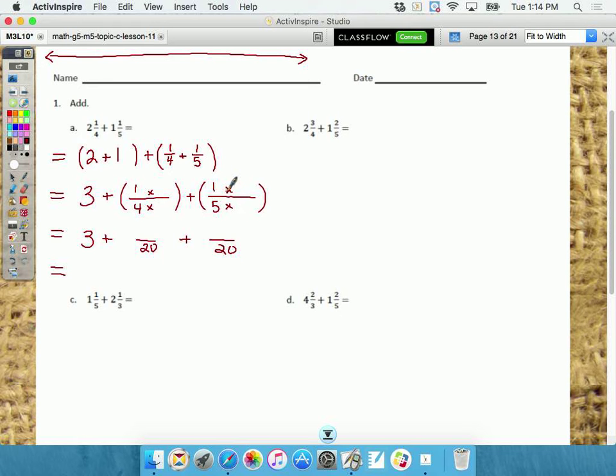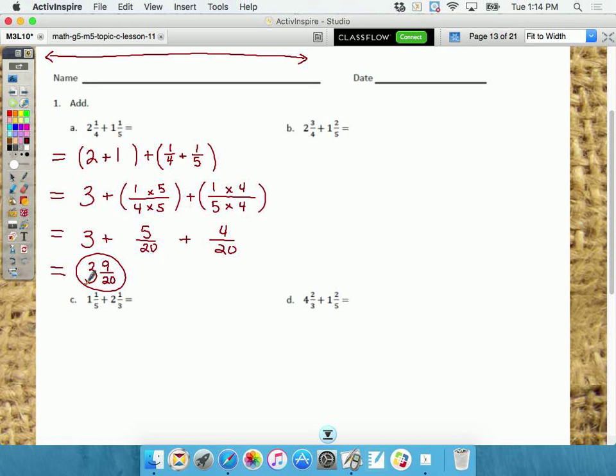4 times what equals 20? This is one of the problems where it's true. I know, it is. And 5 times what equals 20? Now, I'm going to try not to go too fast, but this was pretty simple. 3 and 9 tenths. 3 and 9 20ths. Yeah, I knew what you meant.